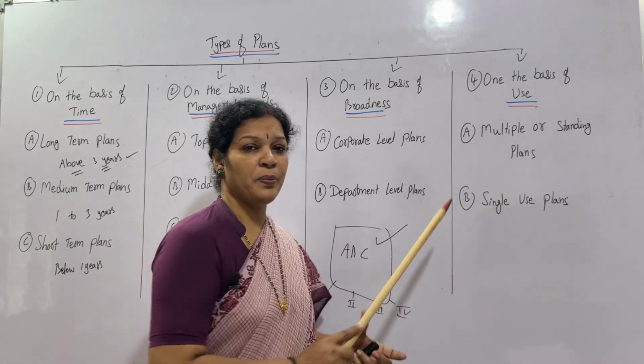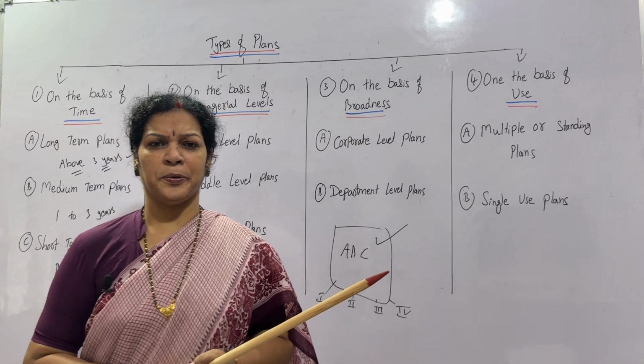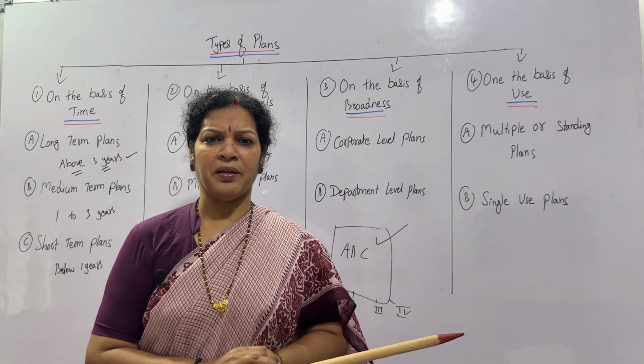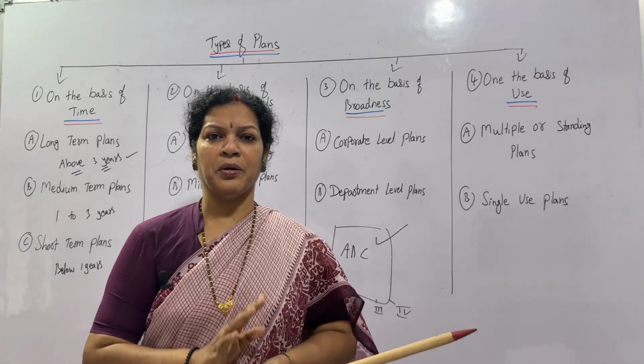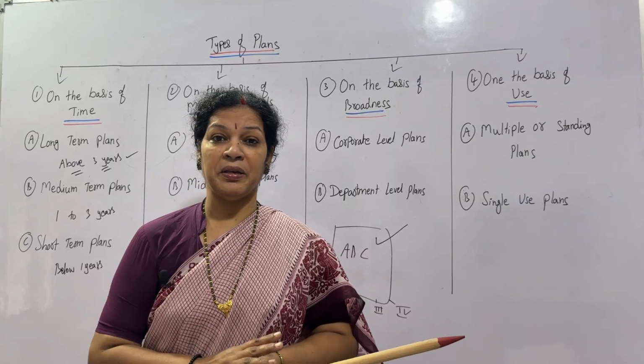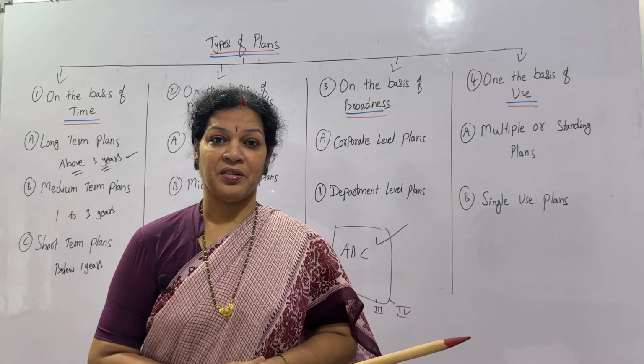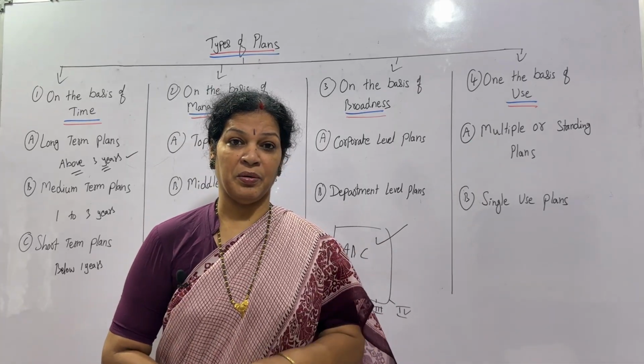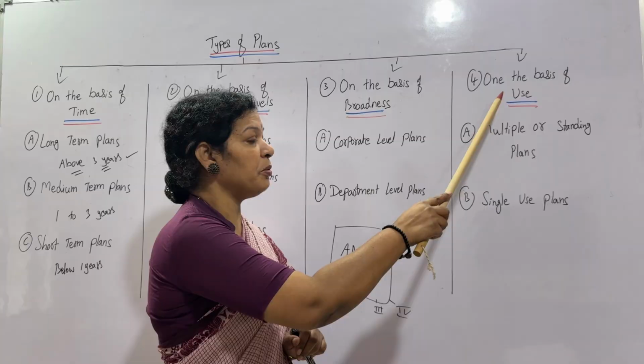Second one is single use plans. Only one time we can implement it. According to the present situation, I have prepared one plan. That plan I have to implement right now only. Once again, I cannot implement it, I cannot use it. So that is single use. Whereas this one, many times we can implement it. Am I clear about use?